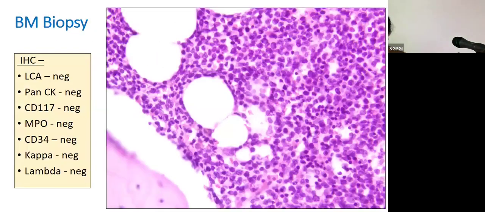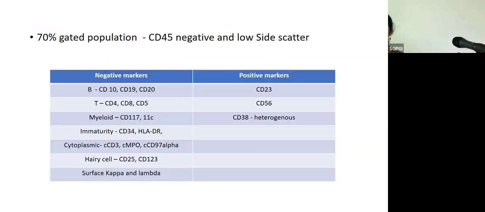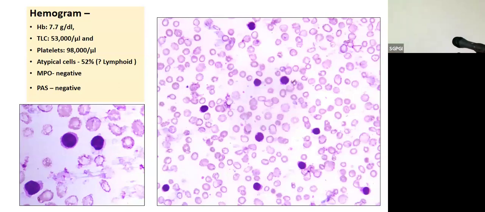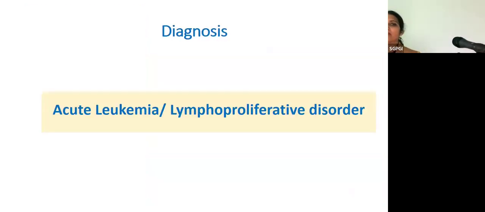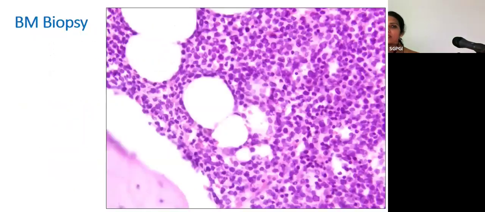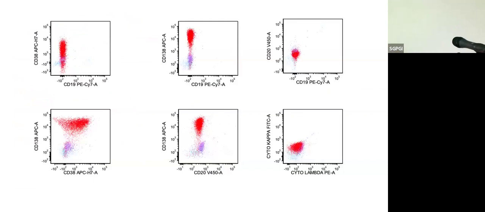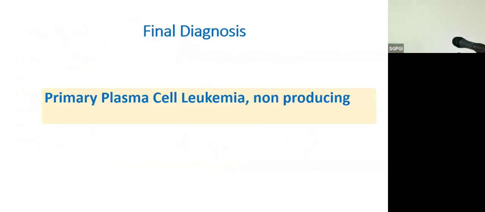But look at the morphology. Does it really look like plasma cells? I'll go back to the morphology and show you again. Look at this. Do they look like plasma cells? They don't. And this is the peripheral blood. Here you are getting so many plasma cells, and then you get CD38 and CD138 positive. Yes, you are dealing with a plasma cell leukemia. But we put a cytoplasmic kappa and lambda also. Both were negative. So the final diagnosis was a primary plasma cell leukemia, non-producer.